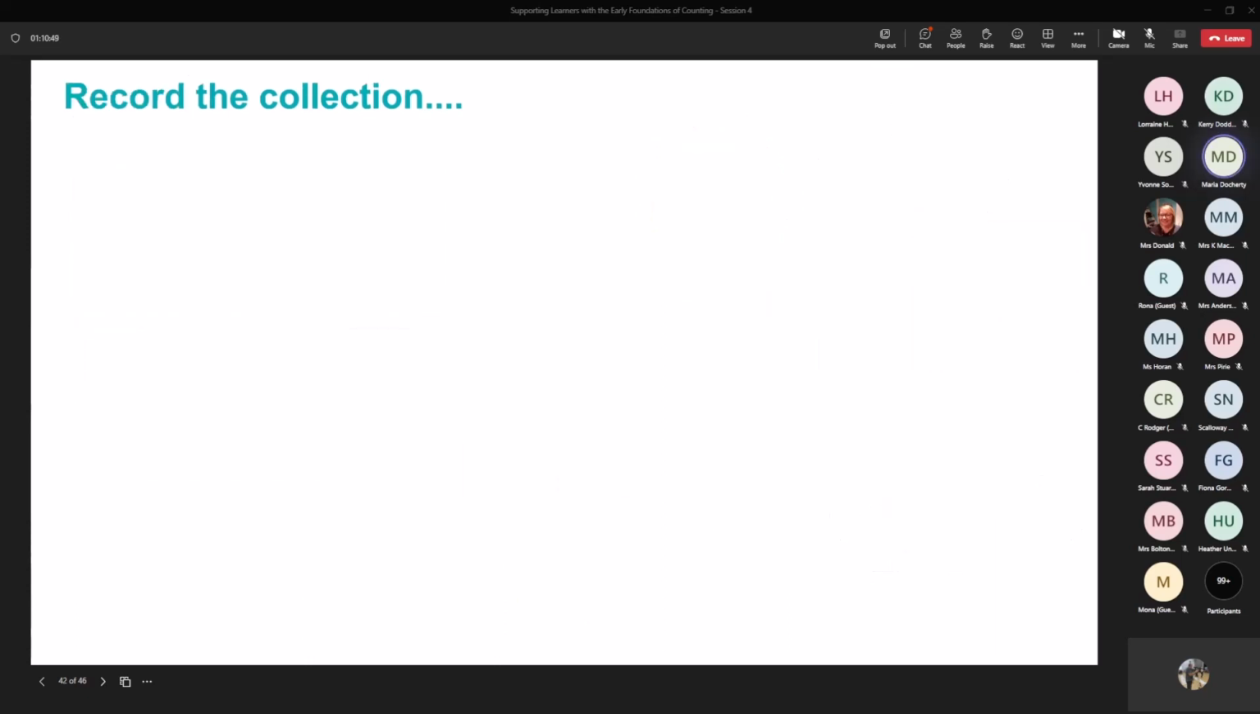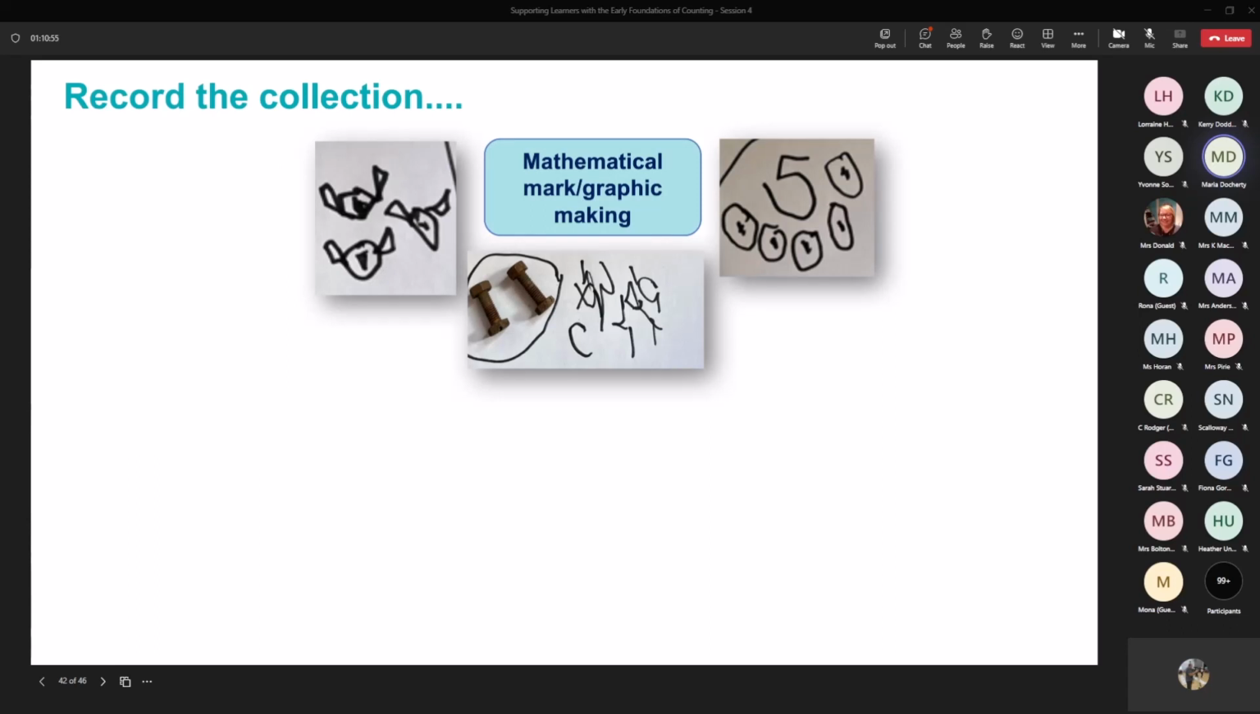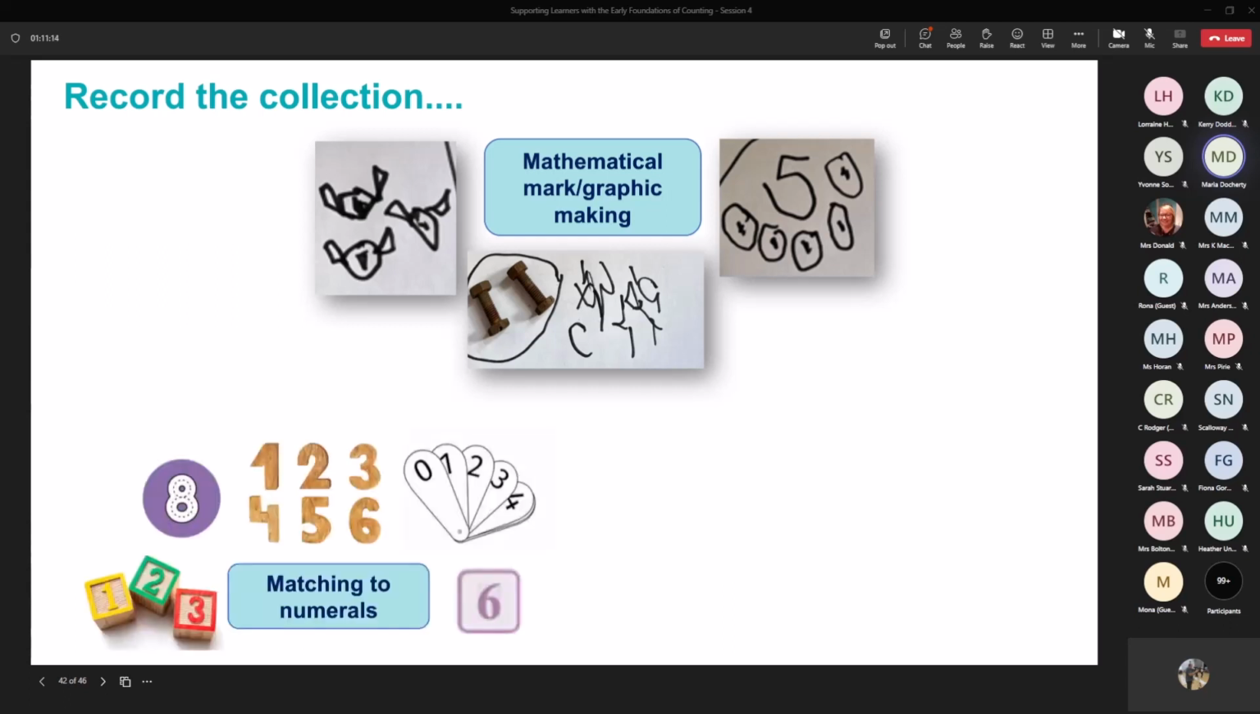And the final phase in the counting collection, as we've explored, is the recording part of it. This is a really important part of the process, but in my experience, this is the bit that's sometimes missed. But it really allows the children to demonstrate that sheer joy of showing off what they've discovered. This is the bit that really brings everything together. So it's important that we don't miss this part, is what I'm saying.